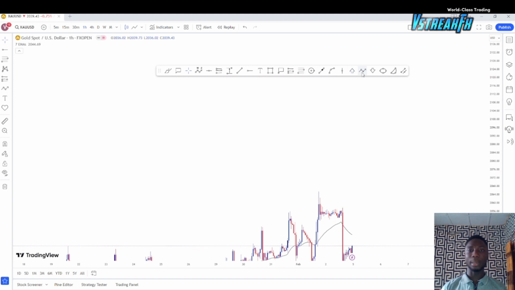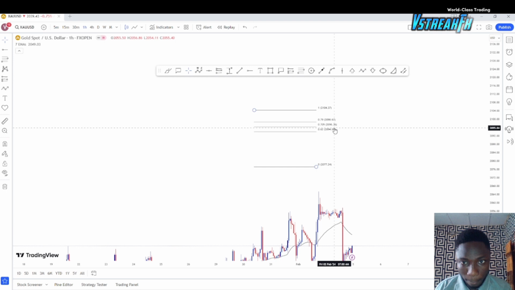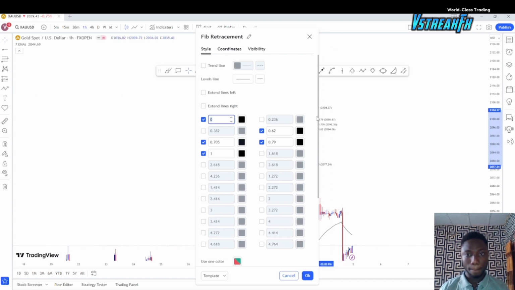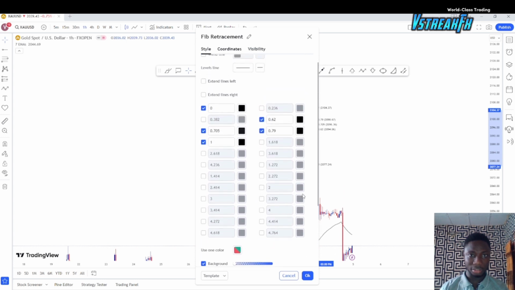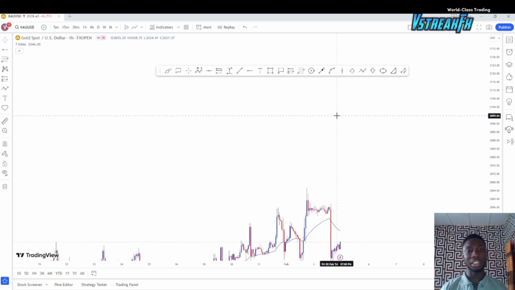So let's write an example. Okay, first let me show you the tool. This is it. I will make use of just these 3: 62, 70, and 79. If you want to screenshot the settings, let me give you time to screenshot it. Look at it. This is it. Okay, I'm sure you screenshot it. Those are the only levels on my fib. These are the settings to apply to your chart to have a nice result in using the Fibonacci strategy.